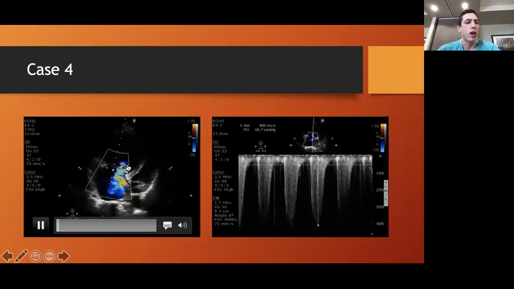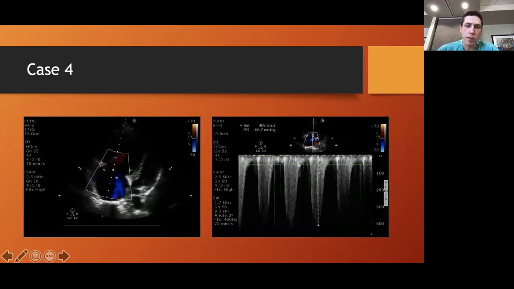We're able to place color Doppler over his tricuspid valve and see a fairly significant tricuspid regurgitation jet. And when we place continuous wave Doppler through this jet, we can get the velocity of the jet, which we can convert to a pressure gradient of 66 millimeters. And when we add his right atrial pressure estimate to that, which in him would be approximately 15 or 20, we can deduce that his right ventricular systolic pressure is about 86 millimeters of mercury, which is consistent with severe range pulmonary hypertension.